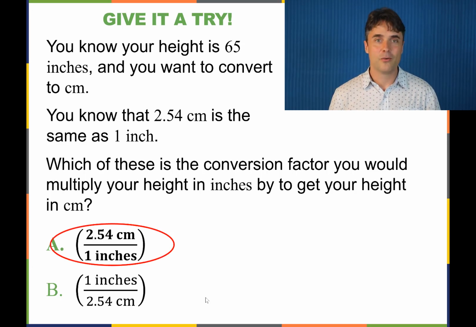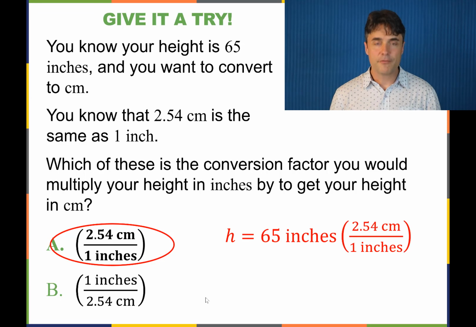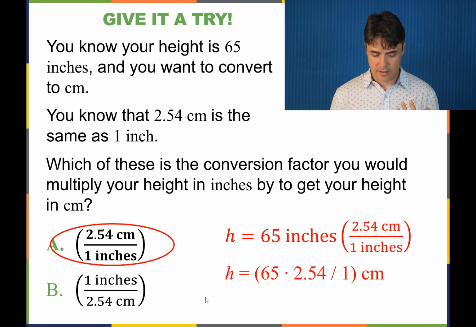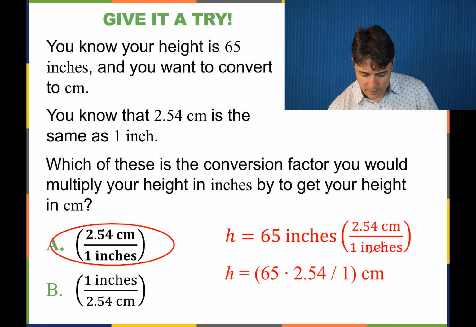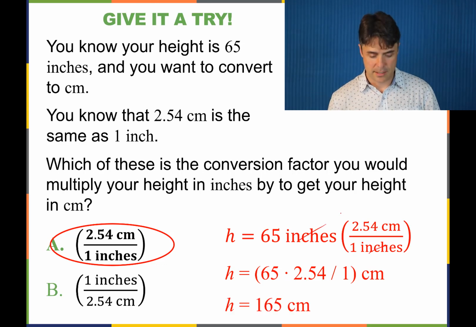Okay, we're back. And if you chose A, you're correct. Both of these conversion factors equal 1, which is good. But if you're starting with 65 inches, you need to multiply by something with inches on the bottom, so they can cancel with the inches on the top. When you do this, you get 65 times 2.54 divided by 1. These inches cancel, and you get 165 centimeters.